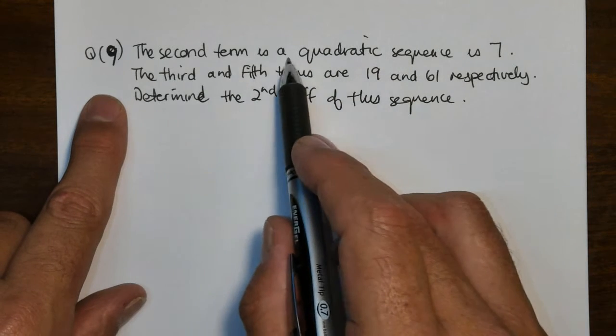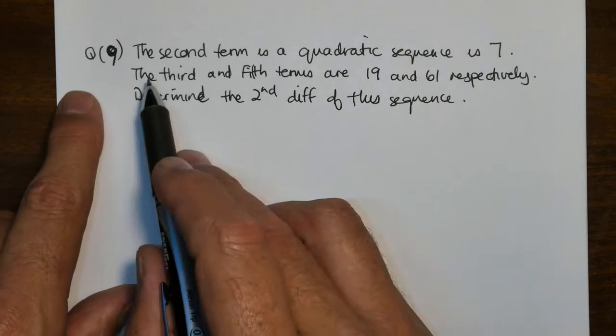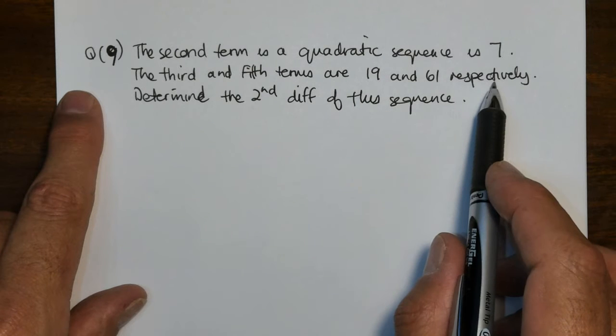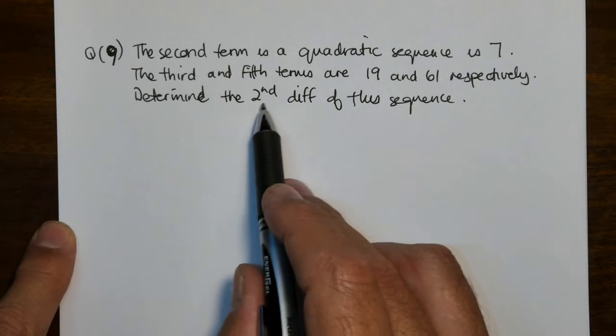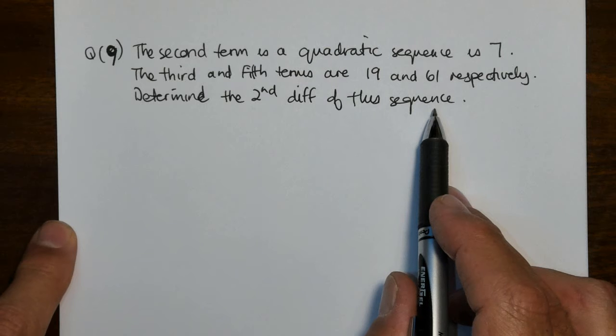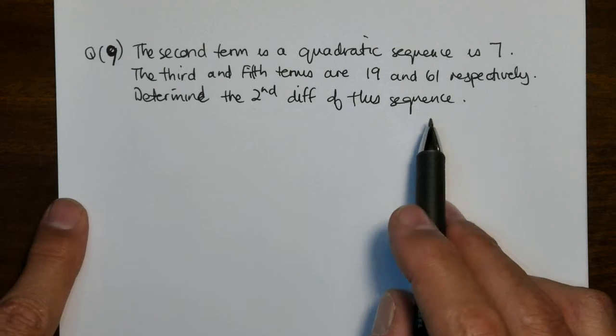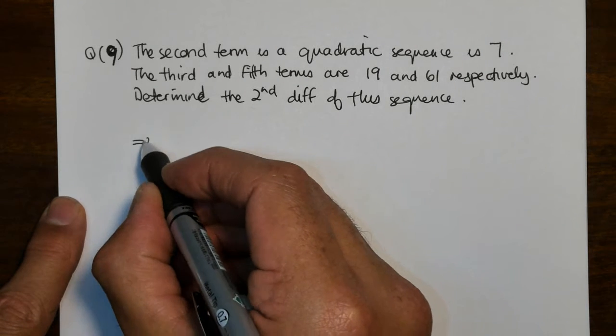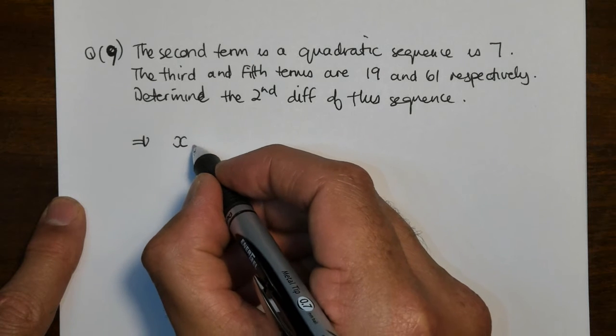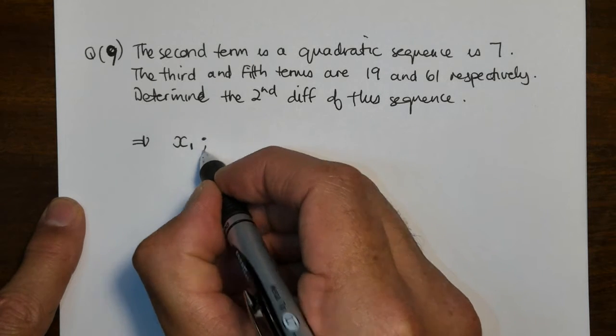They say the second term in the sequence is 7, the third and fifth terms are those two respectively, and they ask us to determine the second difference of the sequence. Different way to ask this, so let's see how we deal with this. I'm going to say the first term is x, make it x1.